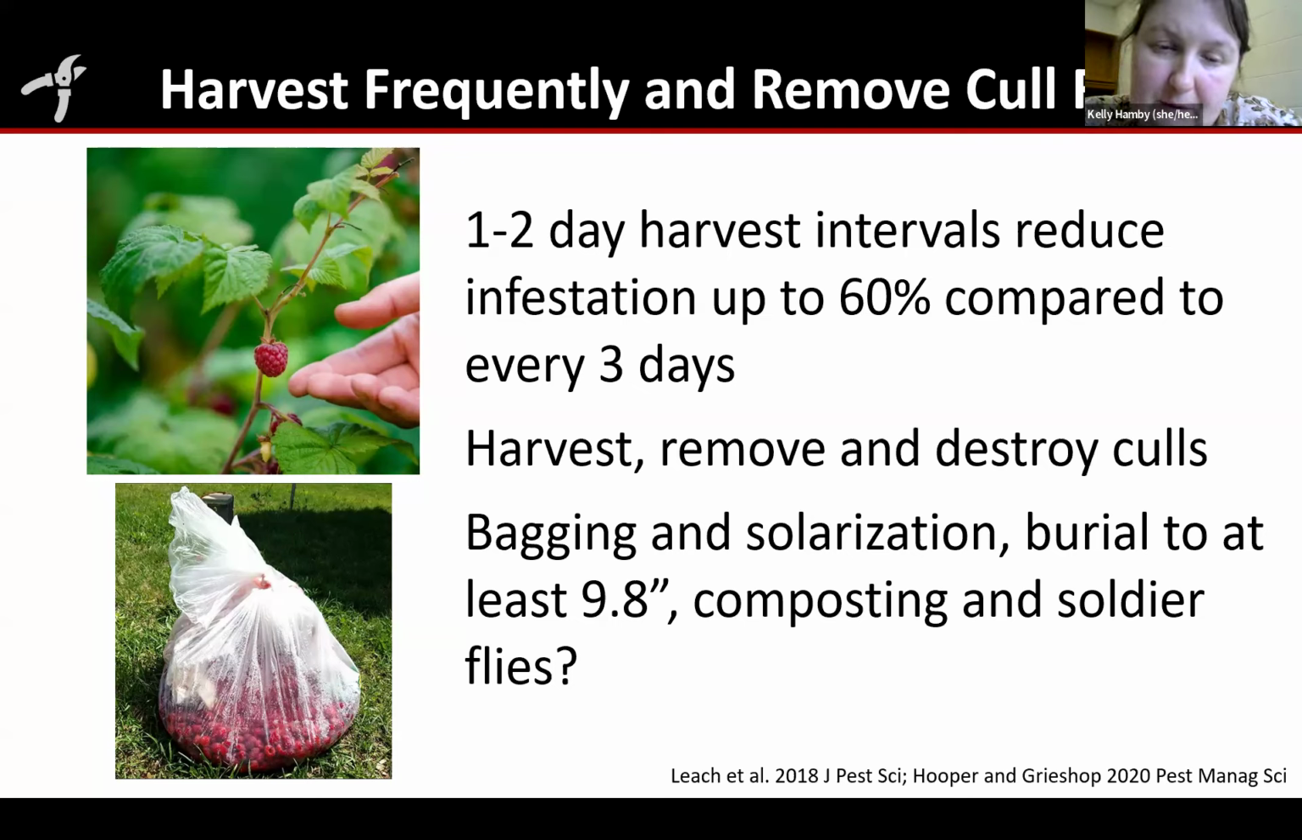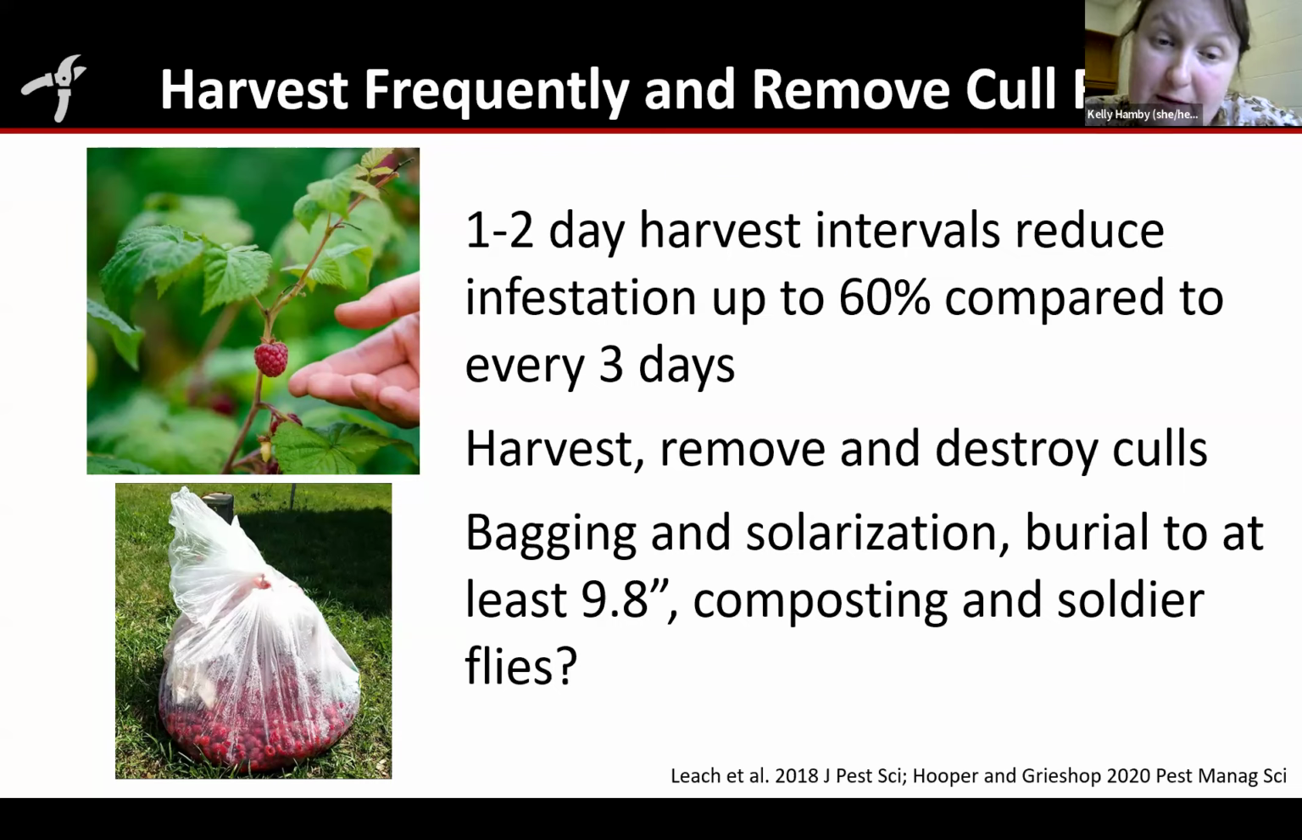And there's also been some people who are looking into composting and soldier flies to help remove those cull fruit, because otherwise the flies will just continue to develop wherever you put the cull fruit. But sanitation does help reduce spotted wing Drosophila populations, and harvesting frequently does help reduce spotted wing Drosophila populations.